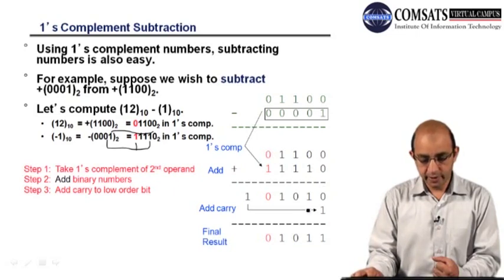So this is the resultant, right? And we have a carry here, so we will place that carry here, and we will add that carry. So this is the final result. Look, we have a 0 in the sign bit, so this means the resultant is positive. And if we think in the decimal number system, we will straight away realize that 12 minus 1 is equal to plus 11, right?